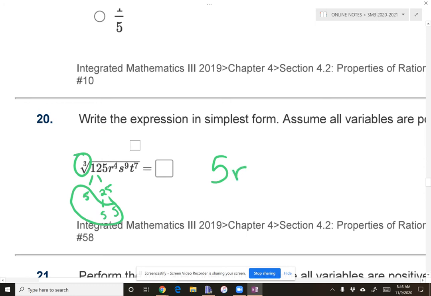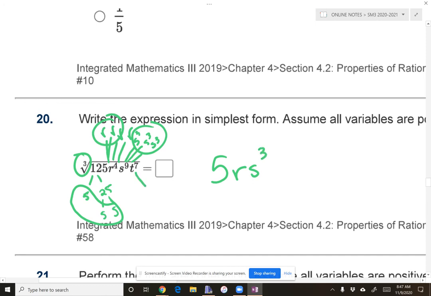And if it helps you, you go r, r, r, r. I don't care if you write it 4 times. You got 3 and 1 left over. Then s to the 9. You're going to be able to make 3 different groups because 9 divided by 3 is 3. So you're going to do s cubed, s cubed, s cubed. That's 3 groups, so we get s cubed.